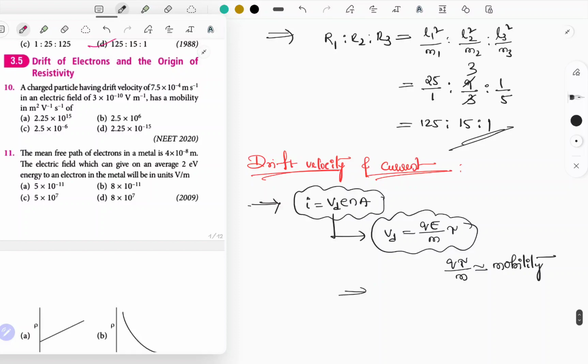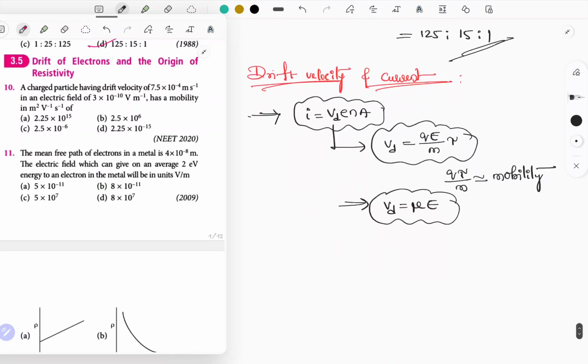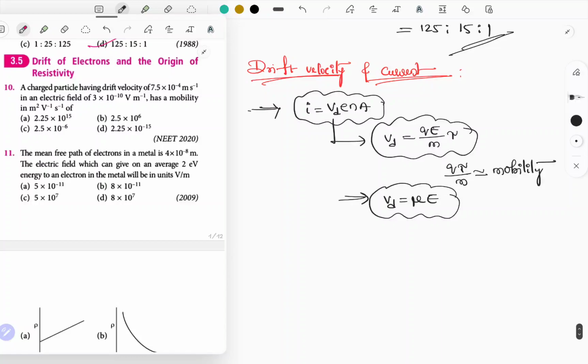Relation between mobility of the electrons and mass is inversely proportional and charge is directly proportional. So drift velocity is equal to mobility into electric field. This is the relation between drift velocity and electric field. These are the basic formulas required to answer numericals based on drift velocity and drift of electrons and the origin of resistivity. So let's get started.